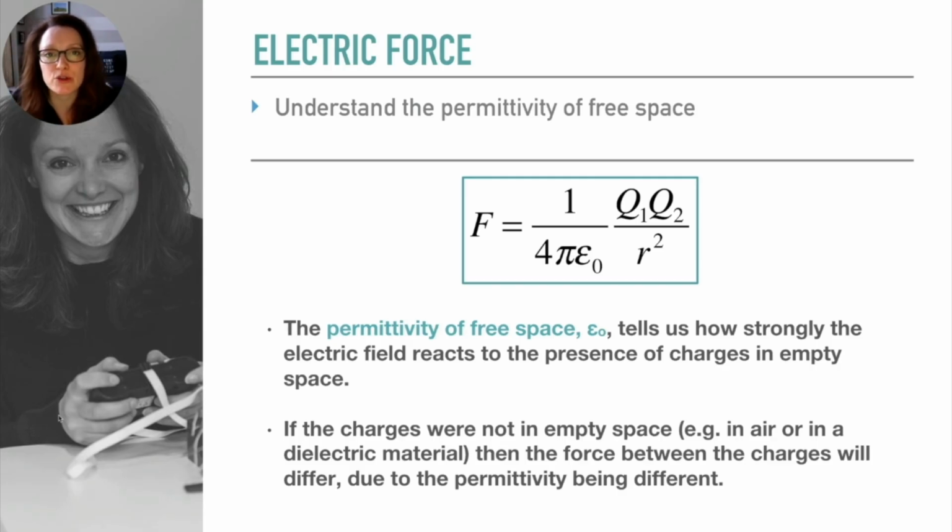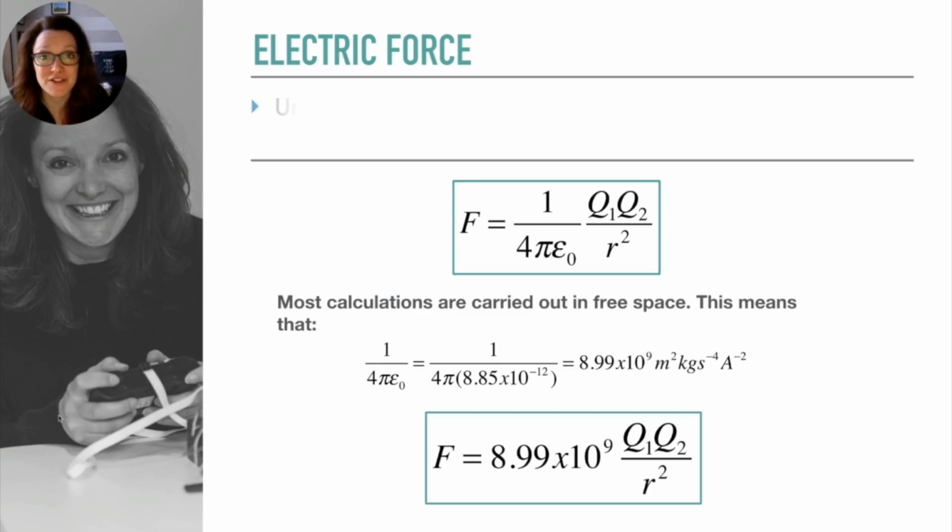Now, if we were to put those charges into treacle, that number, that permittivity, would be different because the electric field couldn't react as well in treacle as it can in free space. So the permittivity of free space is a number, and that permittivity number changes depending on what material you put the charges in. You don't really have to worry because most calculations are carried out in free space.